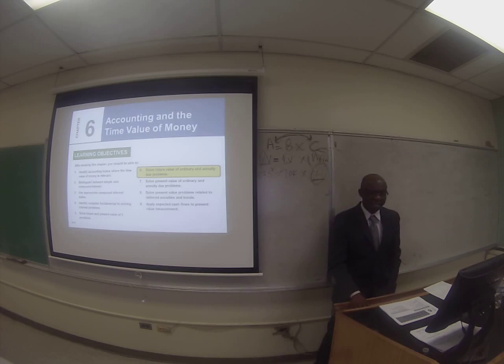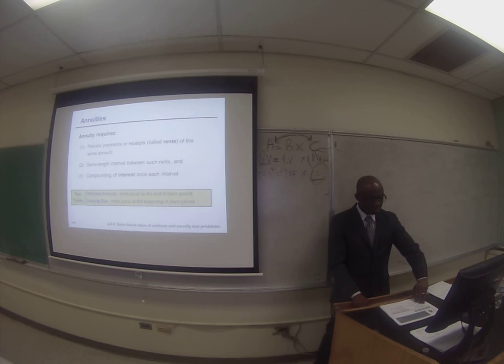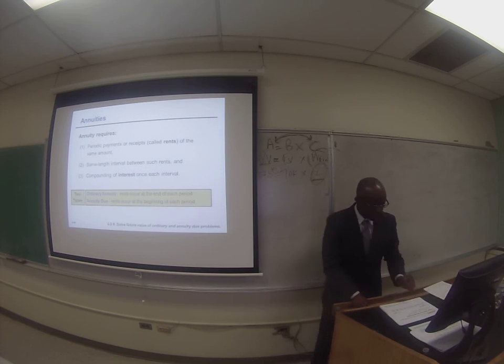So let's take a look at annuity issue. So objective 6, we are going to talk about future value of ordinary and annuity due problems. Now the first question is, what are annuities? Here are the key components in answer to that question. Number 1, periodic payment or receipt of the same amount. 2, same length interval between such payments, and compounding of interest once each interval.